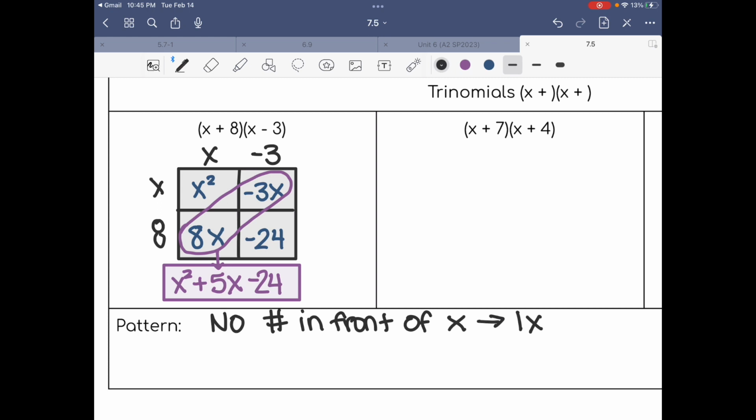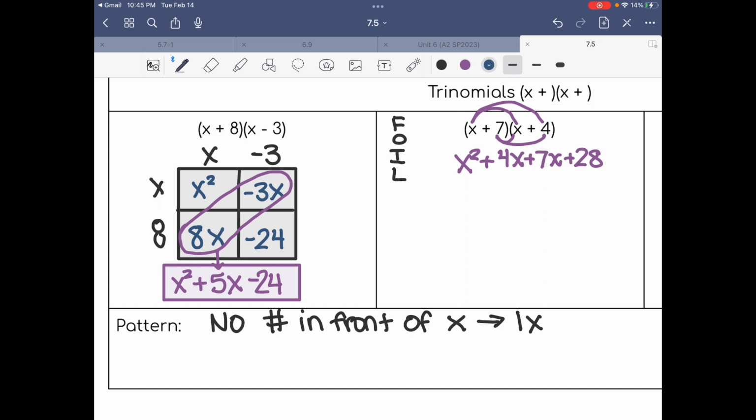Okay, let's try it with foiling. F-O-I-L. Start with firsts. X times x is x squared. X times 4 is 4x. Since that's not negative, we'll put a plus in front. 7 times x is 7x. And 7 times 4 is 28.